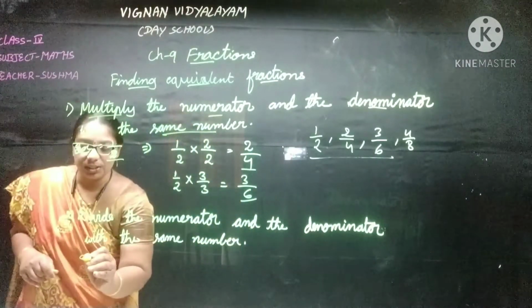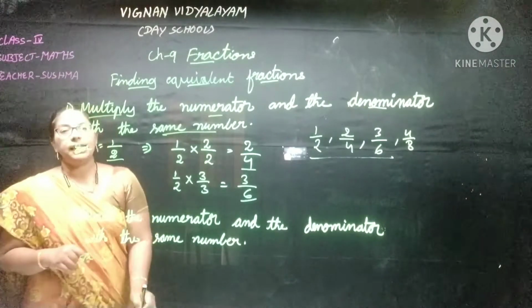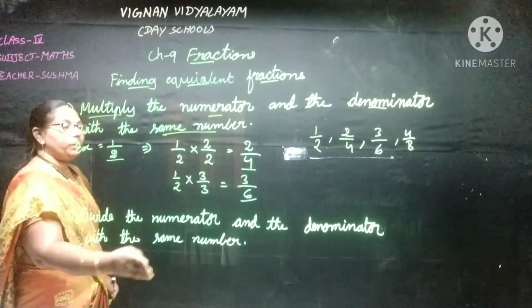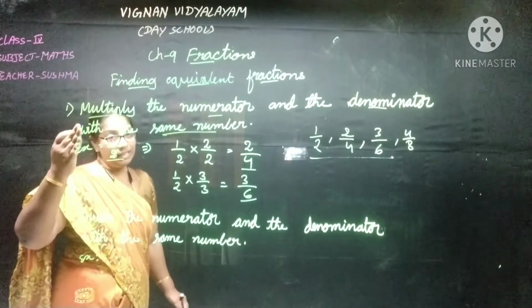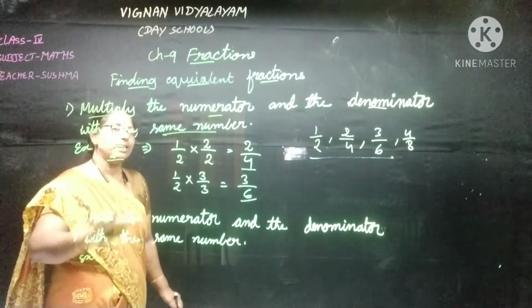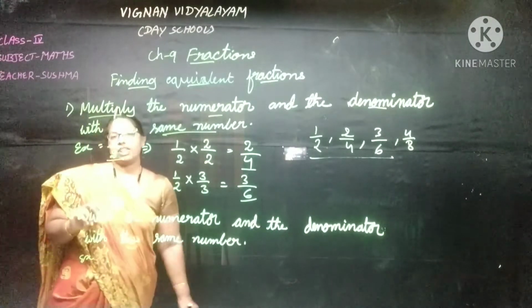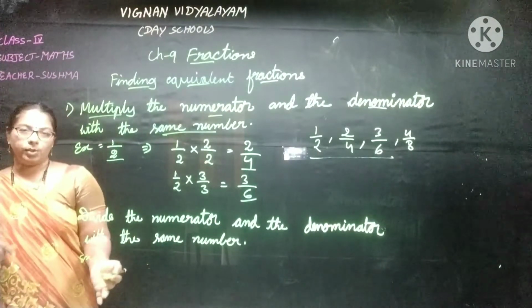Let us see one more thing, children. See the second way of finding the equivalent fractions. Divide the numerator and the denominator with the same number. See here, children, if you multiply the fraction with the same number, you will get equivalent fractions. Otherwise, you can divide.